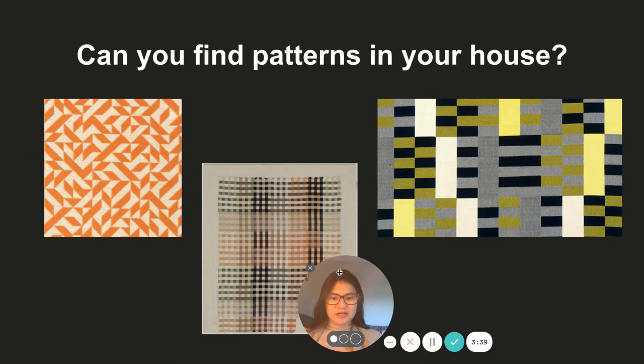Most types of decoration have some kind of patterns because it is more interesting than if we just put one color somewhere. So that is the challenge for you today, to find some patterns in your own house, and then we are going to also draw some patterns. So I'm going to find patterns inside my house, and then I will recreate them for my demonstration today.